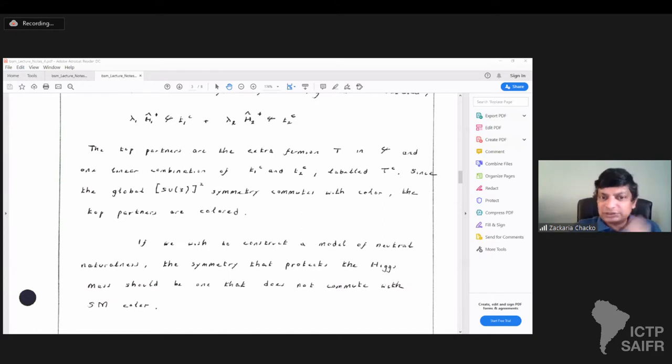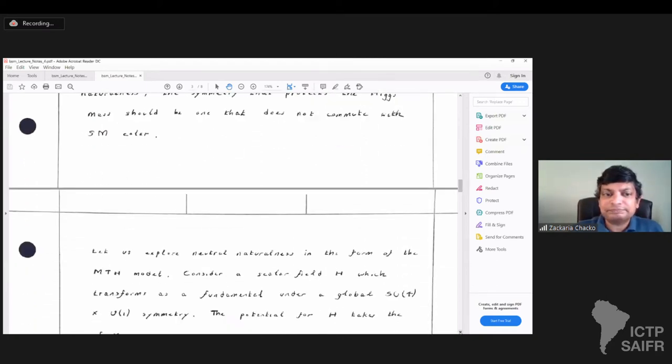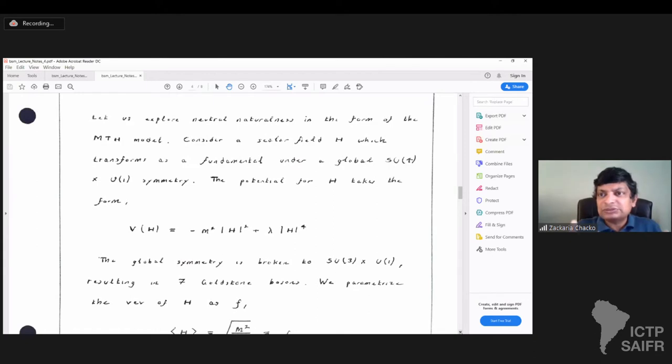So that's what we are talking about. And I had just finished telling you guys that if you want to construct a model of neutral naturalness, the symmetry that protects the Higgs mass should be something that doesn't commute with the color group of the standard model. Now I'm just going to discuss one concrete model to give you a sense of how this works. Okay. So I'm going to talk about the mirror twin Higgs model, MTH.